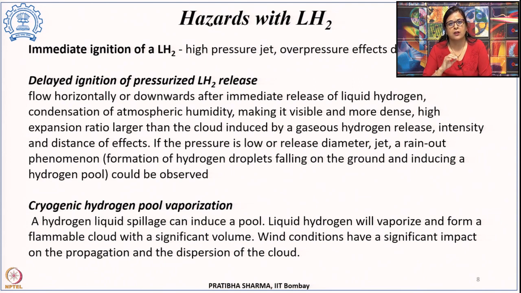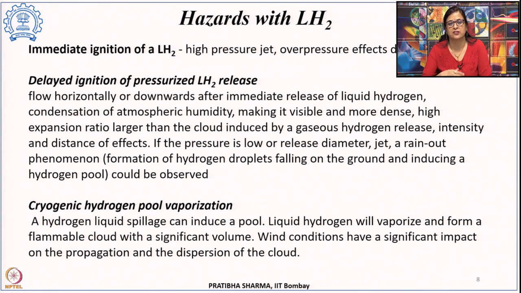observed. Now, if the pressure of release is low, or if the release diameter is small, then there can be other phenomena. It could be a jet or a rain out phenomenon, it could be either, or it could be both of them that could be observed, wherein hydrogen droplets fall onto the ground inducing a hydrogen pool. Another possibility could be cryogenic hydrogen pool vaporization.